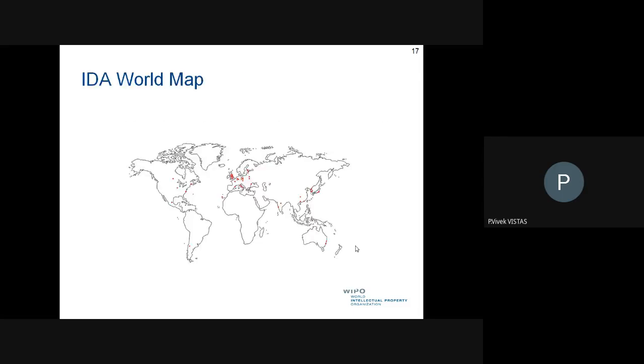So this is the IDA world map, showing where they are located. These are the places where International Depository Authorities are available all over the globe. The red dots indicate the IDAs, wherever they are located.